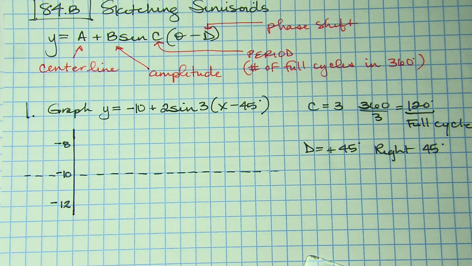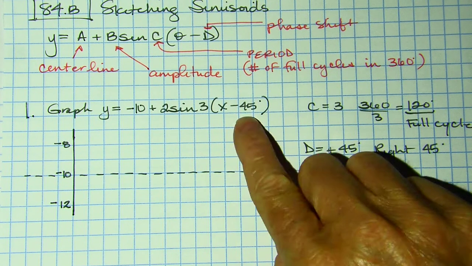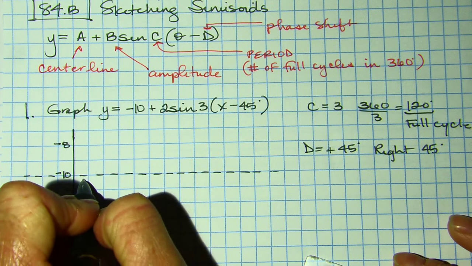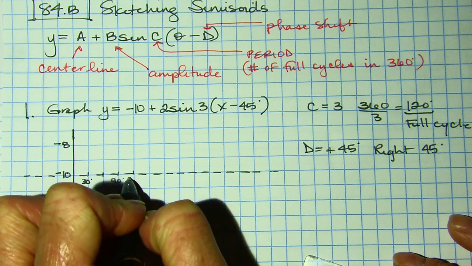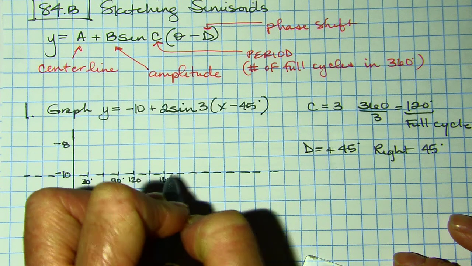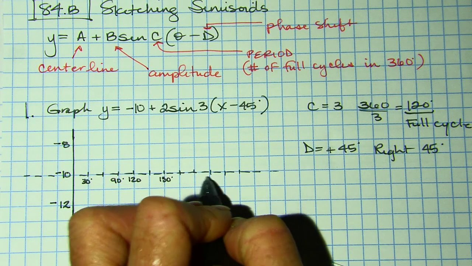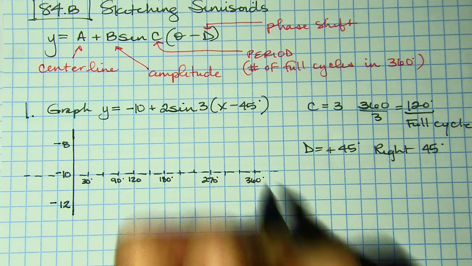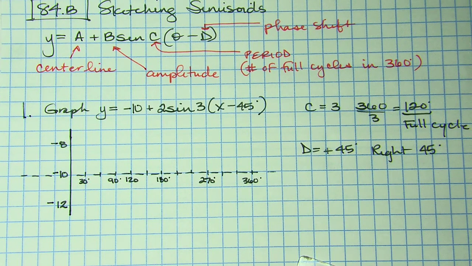Okay. Now I'm going to grab my pencil. And I need to make this easy. And so I'm going to do every box is 30. So if this is 30 degrees, this is 60, 90, right? This would be 120, 150, 180, and so on. So this would be, what, 210, 240, 270, 300, 330. This would be 360. Now, the reason I did this is because I can easily find 45, but I need to do a full cycle.